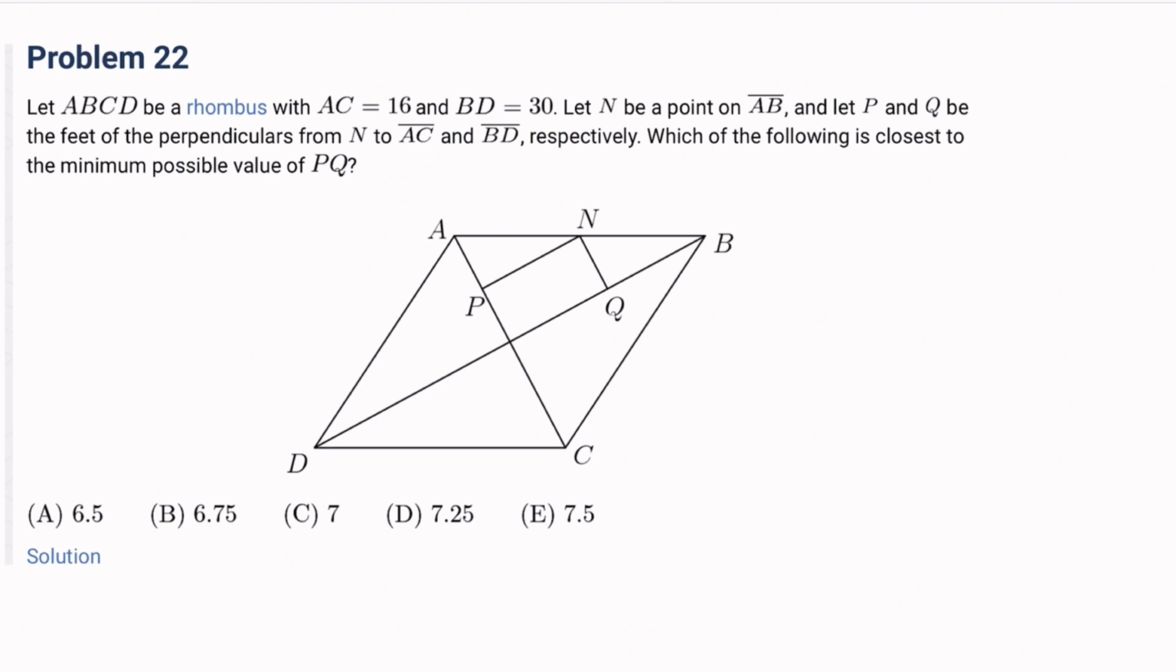Number 22, let ABCD be a rhombus with AC equals 16 and BD equals 30. Let N be a point on AB, and let P and Q be the feet of the perpendiculars from N to AC and BD respectively.